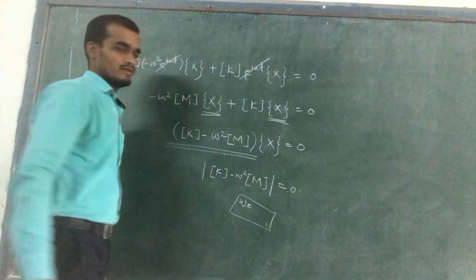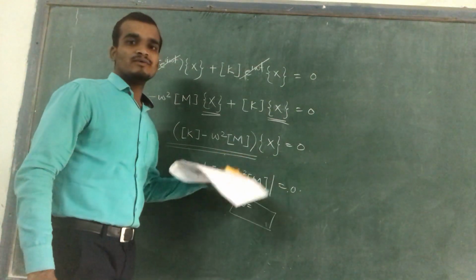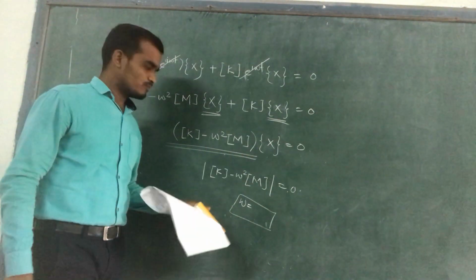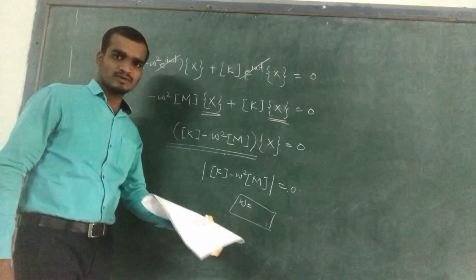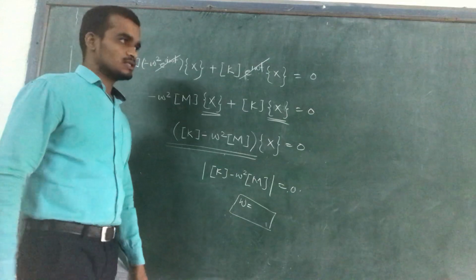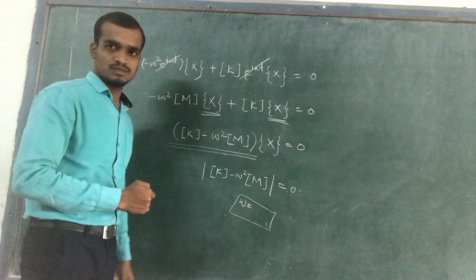You will get these omega values 1 and 2. That is the characteristic equation. It means we will get the roots of this equation by putting this determinant equal to 0. We will get 2 roots, and by using these 2 roots, we will finally get the frequencies. In this way, we need to proceed to get the frequencies of the problem.